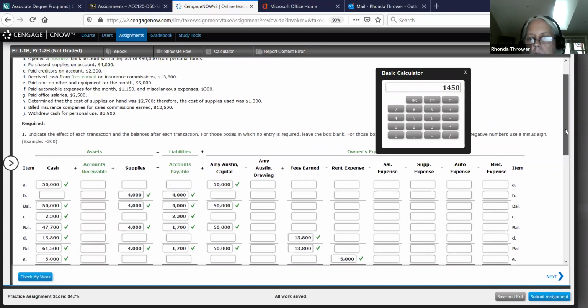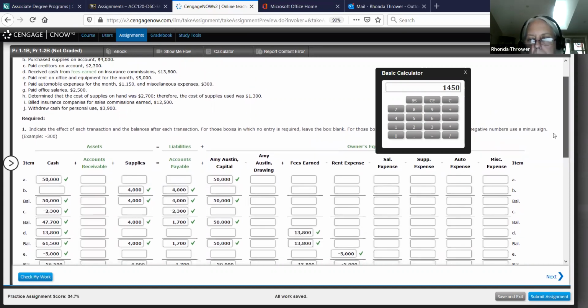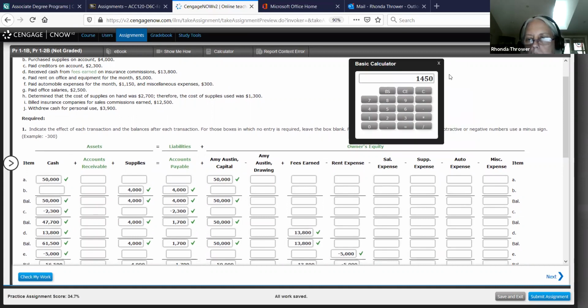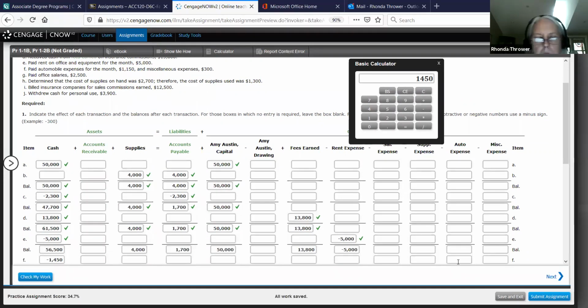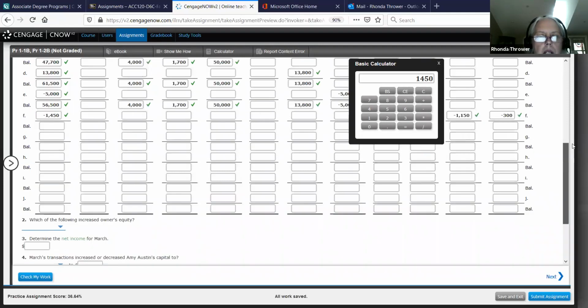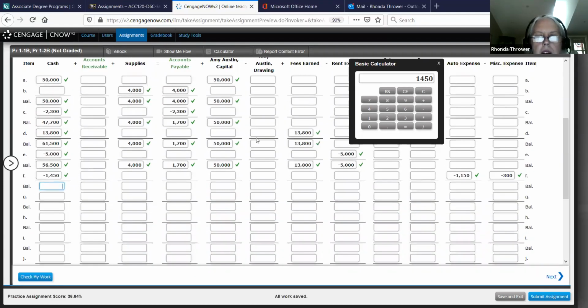So automobile expense, let me move my calculator out of the way so you can see what we're doing. Automobile expense is $1,150, and my miscellaneous expense was $300. Notice we're recording minus signs in front of those because these expenses will decrease owner's equity. Check your work. And we're going to rebalance our account.